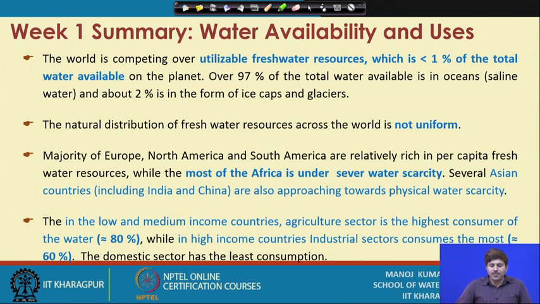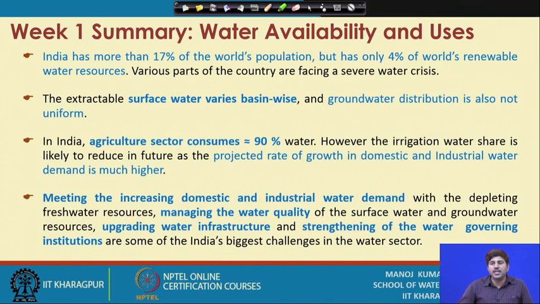In low and medium income countries, the agriculture sector is the highest consumer of water, which consumes around 80%, and for high income countries the industrial sector is the highest consumer, which consumes around 60%. The domestic sector has the least consumption over the world actually, and the consumption typically ranges up to 10 to 11% at max.